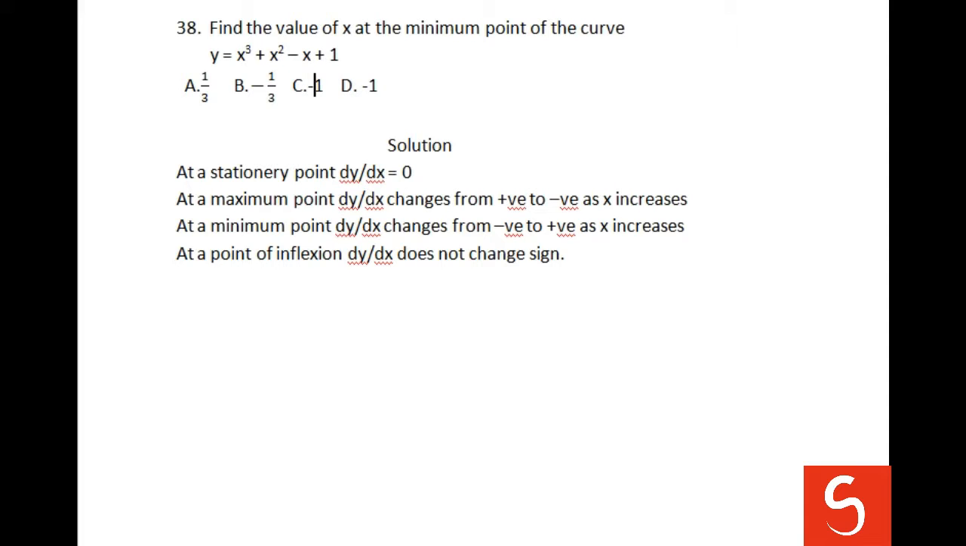Find the value of x at the minimum point of the curve y equals x cubed plus x squared minus x plus 1, and then we have the options here. So we've been given the curve already. What we need to understand about curves is that curves have turning points. Since their motion is in a kind of sinusoidal waveform, they have turning points, and those turning points can either be the maximum or the minimum turning point.